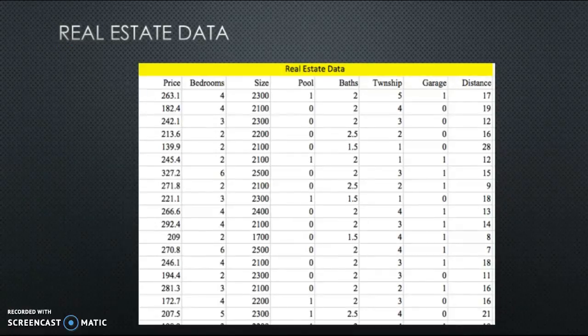This is my real estate data provided in a workbook by my teacher. If you look closely at this data, you see that we have 8 different categories, which contain data about houses. 1, the price. 2, the number of bedrooms. 3, the size of the house. 4, if the house has a pool. 5, the number of baths in the house. 6, the township. 7, the number of garages. And 8, the distance. I will use this data to give an example of a contingency table.